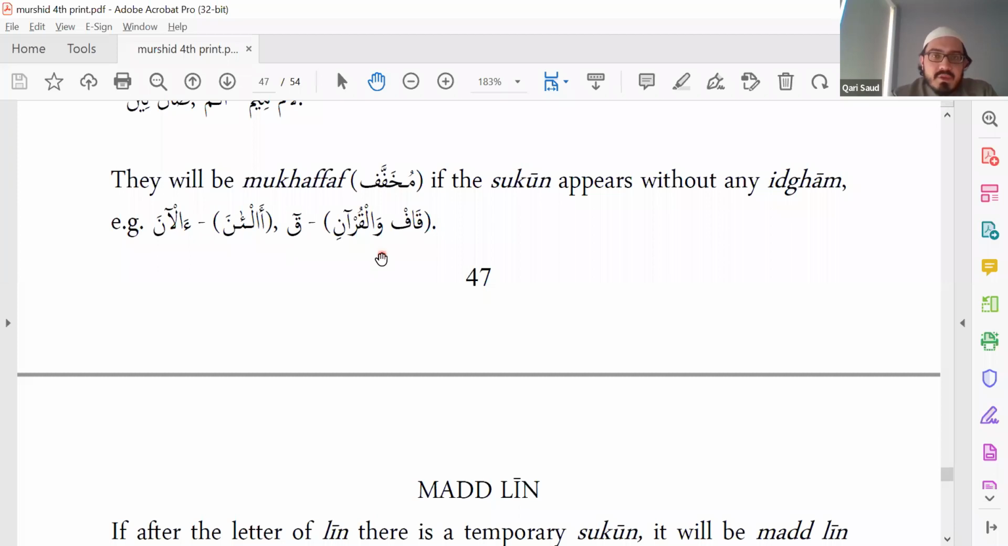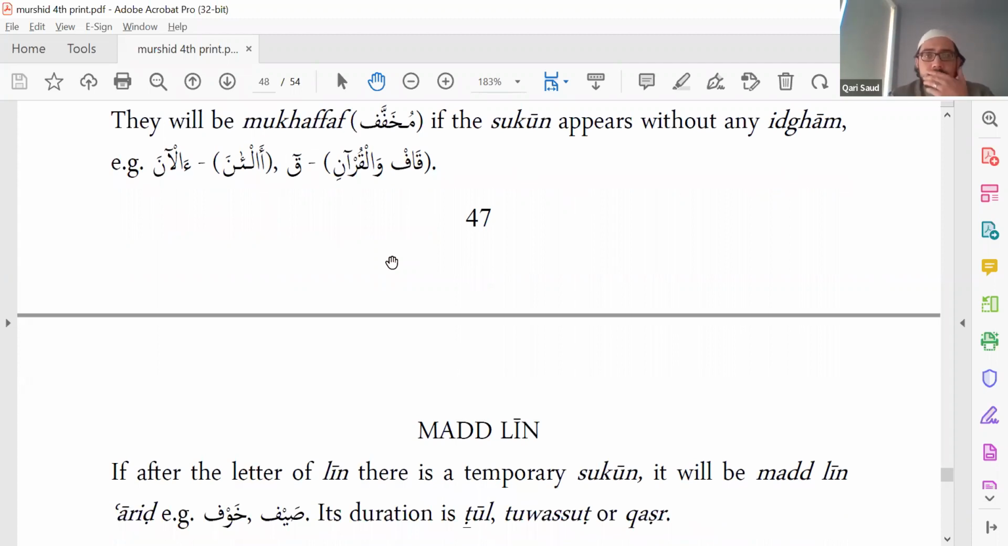Qaf wal Qur'ani. So there's a qaf, there's an alif followed by a fa with a sukoon. Is this sukoon permanent? Yes, so it's mad lazim. Okay. Is it kilmi? No, it's not in a word, it's in one letter, so it's harfi. Is it muthaqqal? Is it heavy? No, because there's no shadda, so it's mukhaffaf. Mad lazim, harfi, mukhaffaf. Okay. That's how the terminology is done.